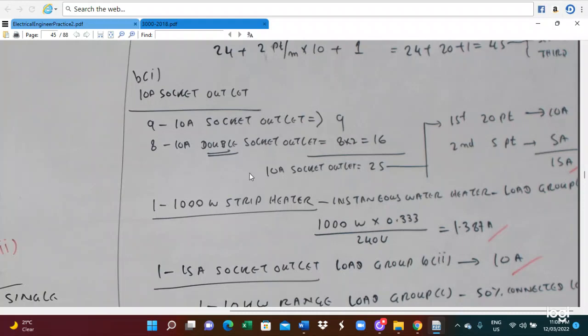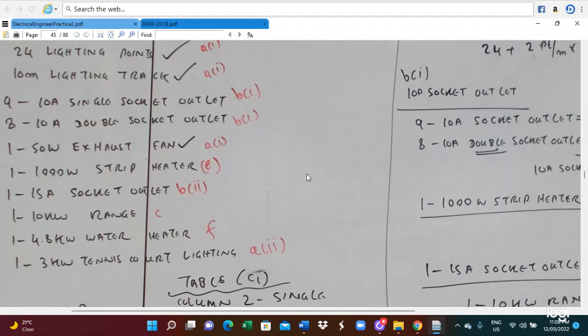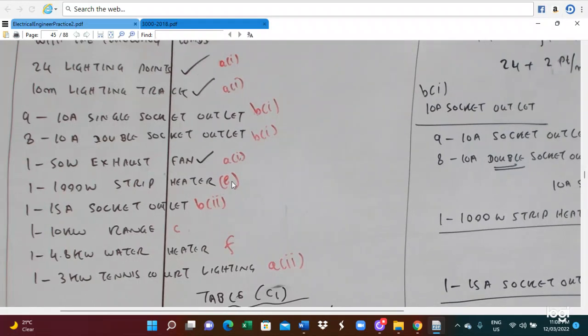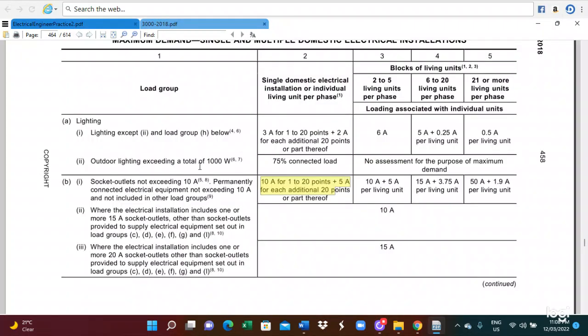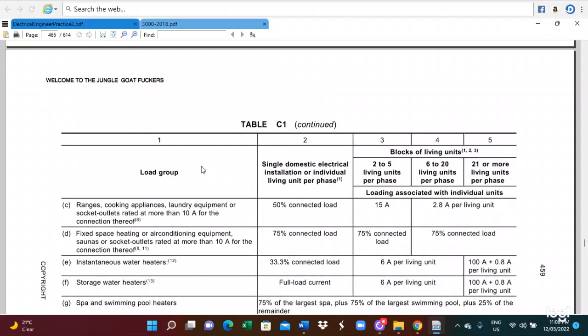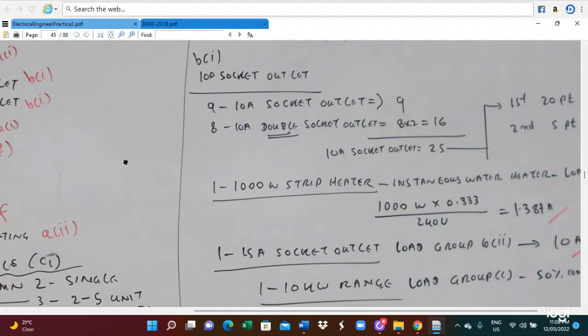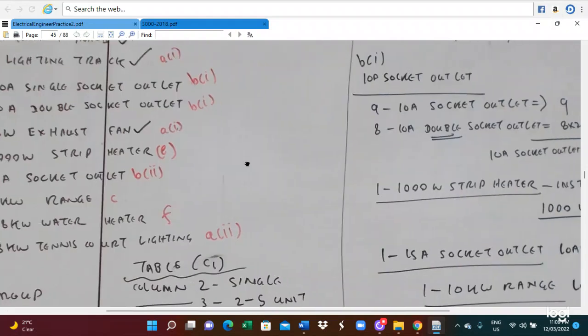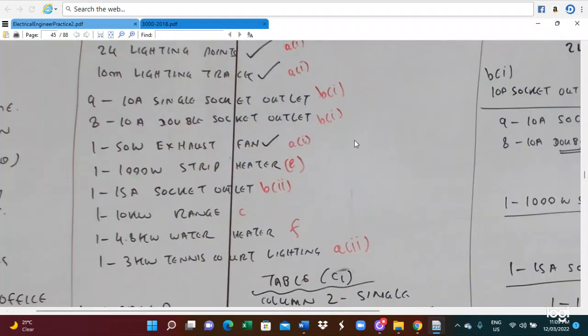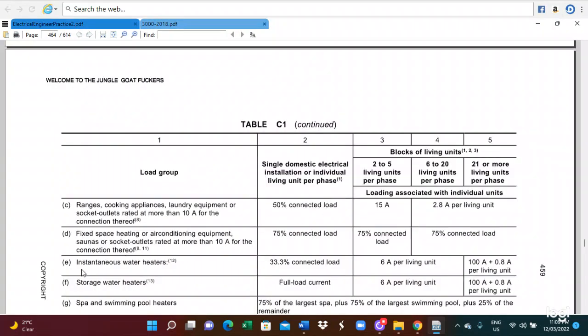In the meantime, you also see the 1 about 1000 watts straight heater. 1000 watts straight heater is load group C. So this is for the straight heater. The straight heater is similar to the instantaneous water heater. We can see the rule for the instantaneous water heater here: it is 33.3% of the connected load, because the load group is E.